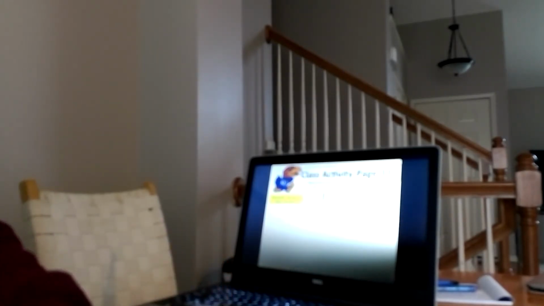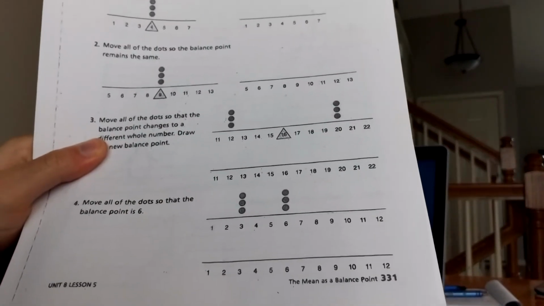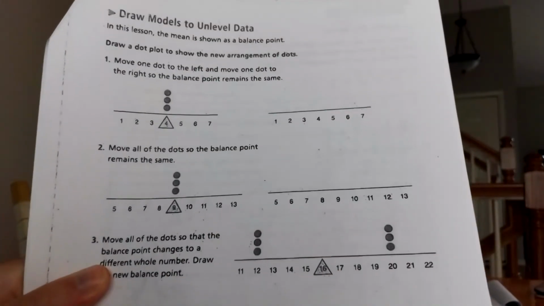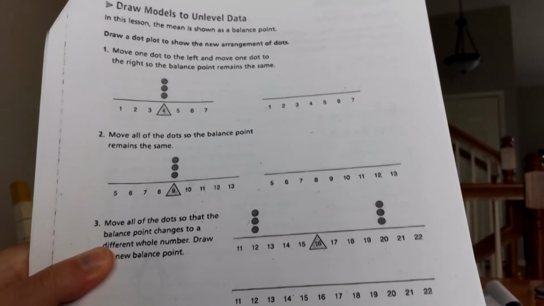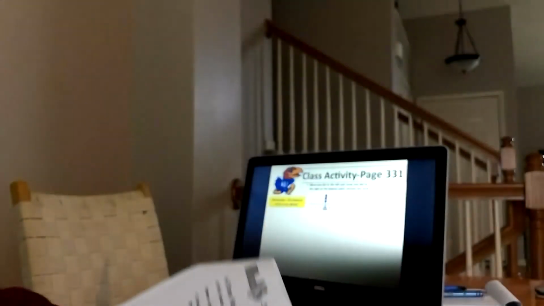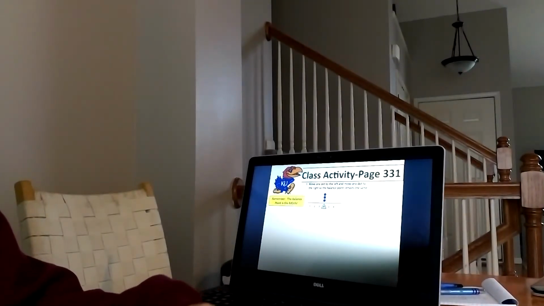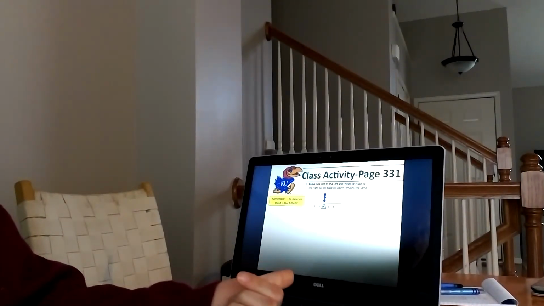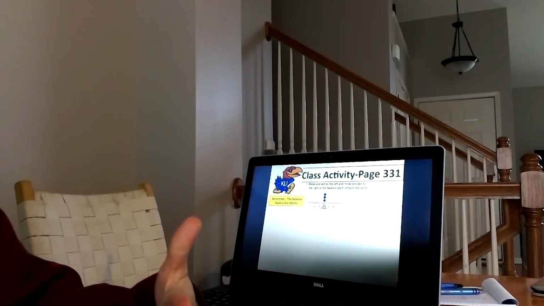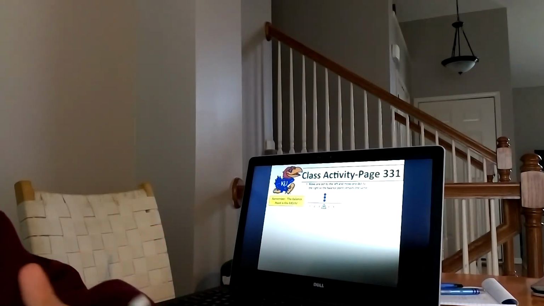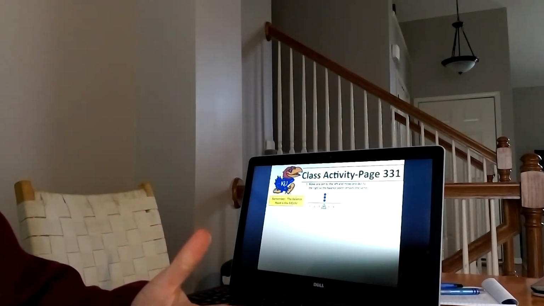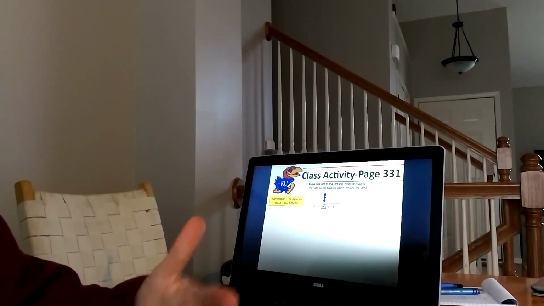Now we're going to be in our class activity packet on page 331. There are just a few problems here. I will tell you too, a lot of the problems on your assignment that I'm going to assign, there's more than one right answer. It's not just cut and dry, this is the only model you can have. There are a lot of different options.